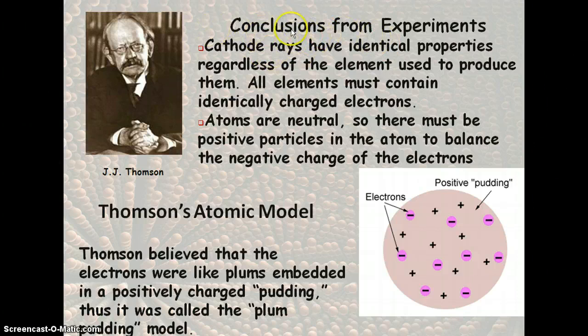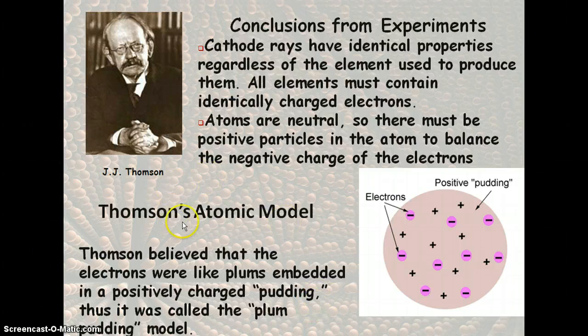No matter what element or gas they used inside the cathode ray, they saw this same thing over and over again. And so that told them that all these different elements have to have these same particles in them, and they all have the same charge. So they all have these little particles, and they all have a charge on them. Well, we all knew that regular atoms are neutral. So that means there must be some positive particles inside of the atom to balance out these negative charges that we found from this cathode ray experiment.